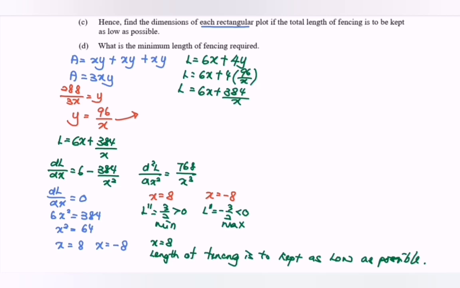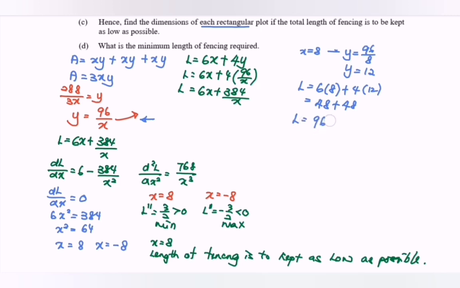Continue, we have D. What is the minimum length of the fencing required? So here we have x equal to 8. So we have to find the value of y. So it refers to the situation here. If x is equal to 8, so we have y equal to 96 over 8. So the value of y will be equal to 12. So that is the minimum dimension. Continue. Total length. So we have L, which is equal to 6 multiplied by 8 plus 4y. Then we have 48 plus 48. So the total length will be equal to 96 meters.